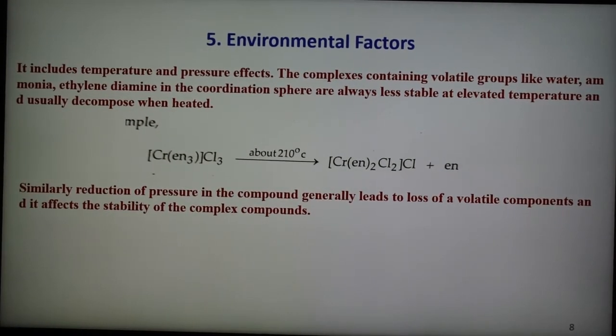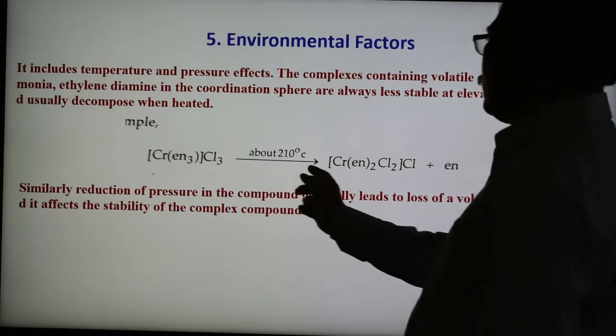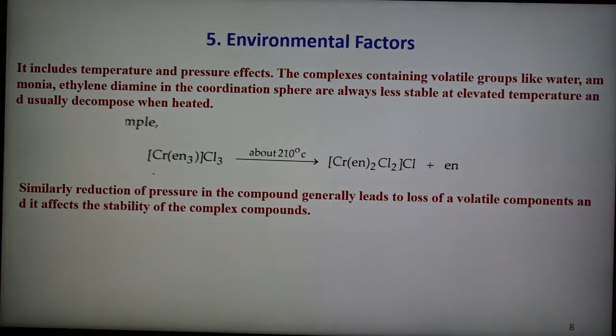So the fifth factor is the environmental factor, which includes temperature and pressure effects. For example, a chromium complex reaction is given here. This is a tris(ethylene diamine) chromium chloride complex. At this temperature they form this type of complex, and similarly a reduction of pressure in the compound generally leads to the loss of a volatile component, and therefore it affects the stability of the complex compound. So temperature and pressure also affect the stability constant of the complex.